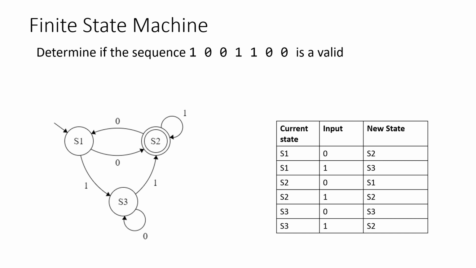I'm going to talk about finite state machines. Finite state machines are a model of computation that help us to understand how computers work. They consist of a number of states. So in this finite state diagram here you can see three states, S1 here, S2 and S3.